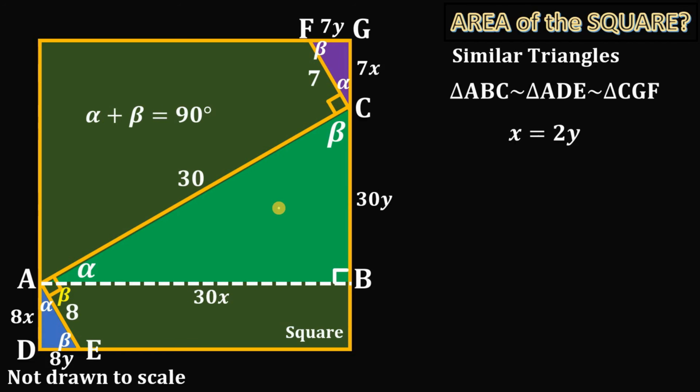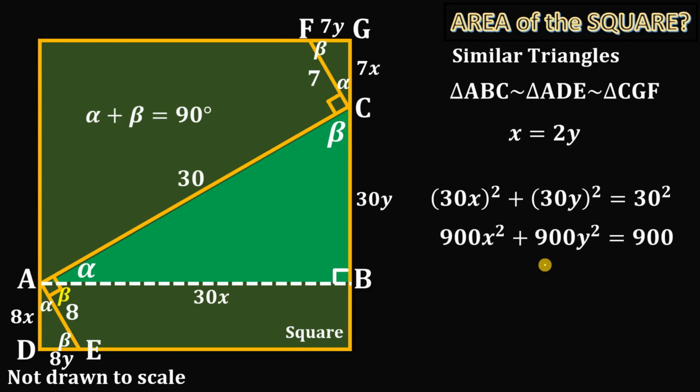Now, let's focus on this right triangle in the middle. Although we can use the other 2 right triangles, but let's have the middle one, triangle ABC. Now, using Pythagorean theorem on this triangle ABC, we can say that it is 30x squared plus 30y squared equals 30 squared. Simplify, this will give us 900x squared plus 900y squared equals 900. Divide all of these terms by 900, we get that x squared plus y squared equals 1.